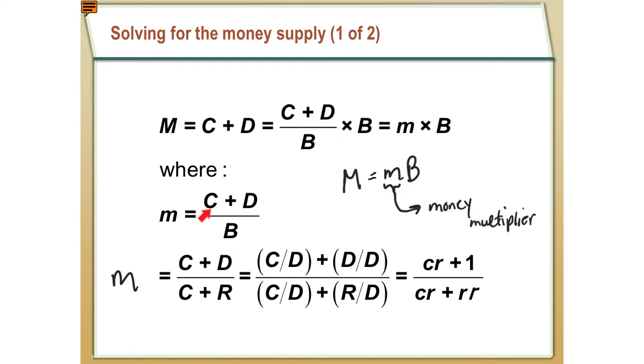We can then use the definitions we talked about in the previous slide to do some further manipulation with C and D, currency and deposits, to get a little bit more intuition about where this behavior is coming from. If we take C plus D and substitute in C plus R for the definition of the monetary base, remember the monetary base is equal to C plus R, we get C plus D over C plus R is equal to little m. We can then do another little algebraic trick here.